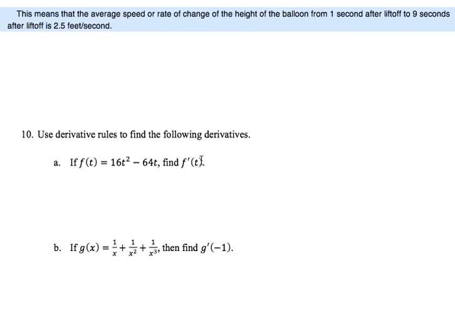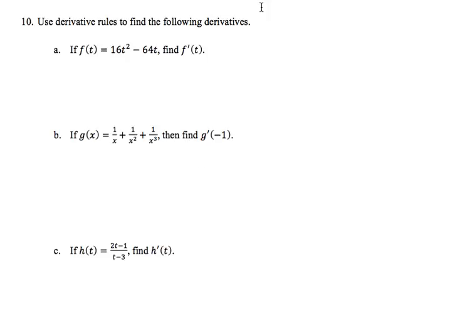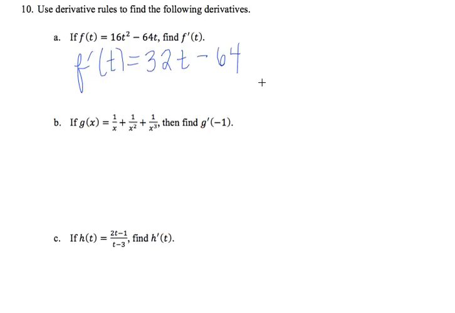Then number 10, use derivative rules. Yay for derivative rules. They make finding derivatives so much easier. So on this first one, we're just going to use the power rule here. So f prime of t, bring this 2 down and multiply it times the 16 to get 32 t to the first minus 64. And that's it. That's all there is to that one. Derivative of negative 64t is the coefficient of t, negative 64.